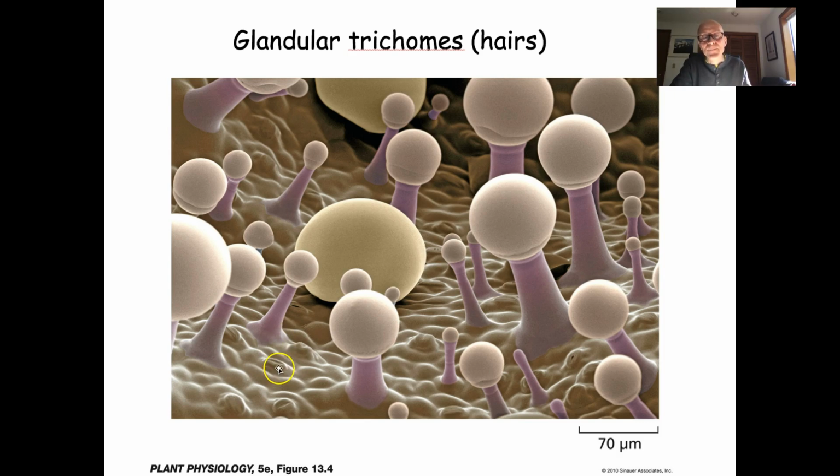And here's an example of glandular trichomes. This is a scanning electron microscope image where you have all these trichomes, these little hairs that come out of the leaves, and they have these glands on the top, or fused bodies, that have the terpenes inside. And so when they pop open, they will release the terpenes.